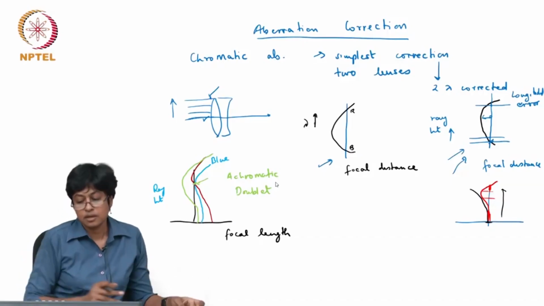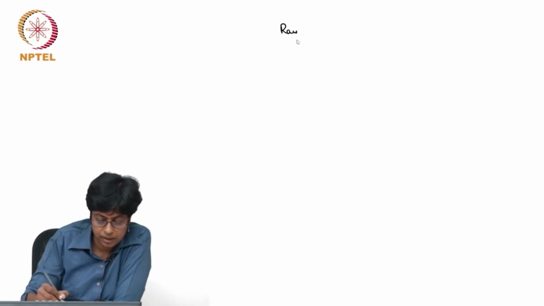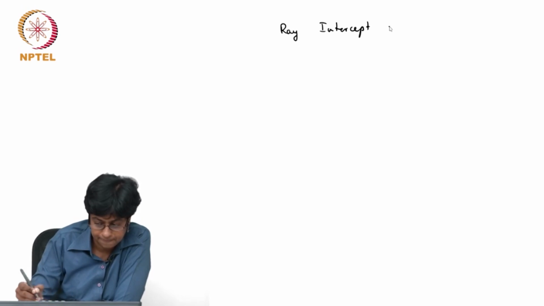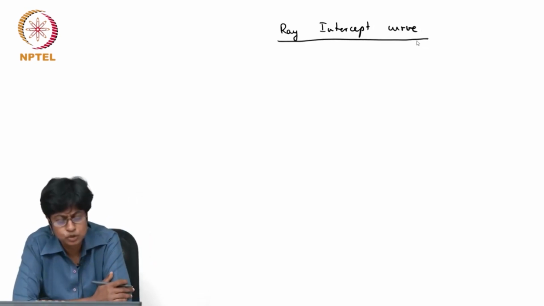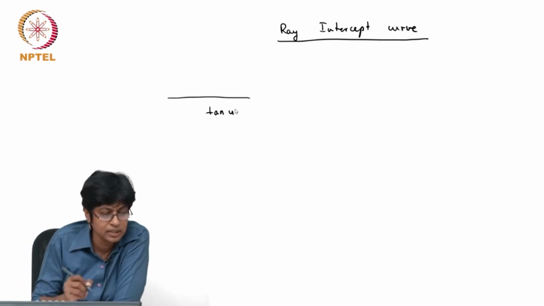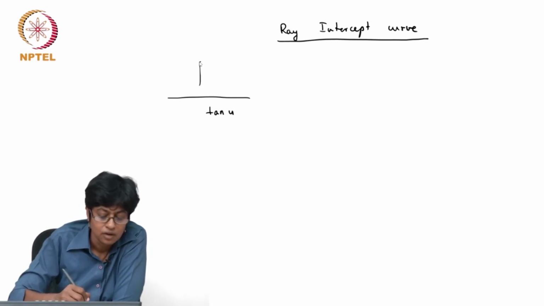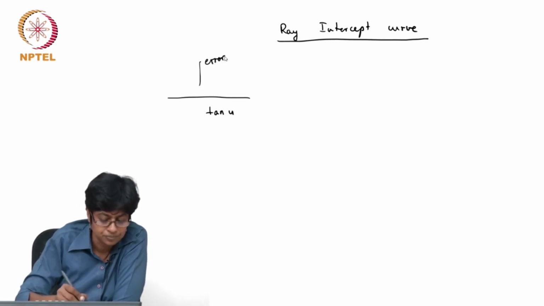So the other thing that I want to revisit, now that you have a better idea of aberrations in general, is the ray intercept curve. So what were we plotting on this labelless curve again? Plotting tan u, that is the tangent the ray made with respect to the optical axis, versus the error.